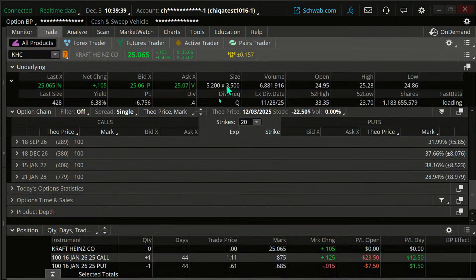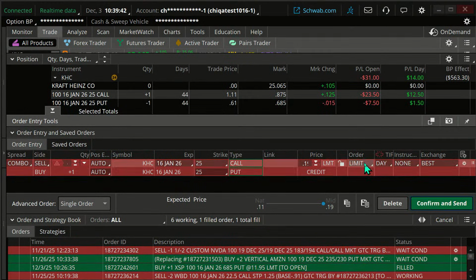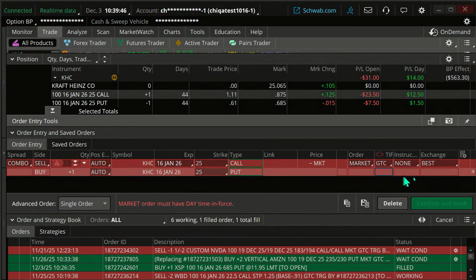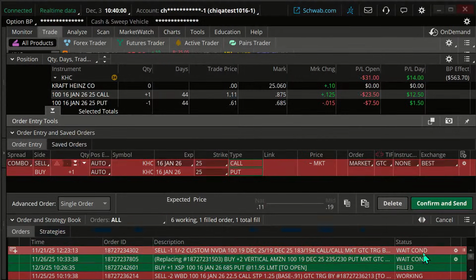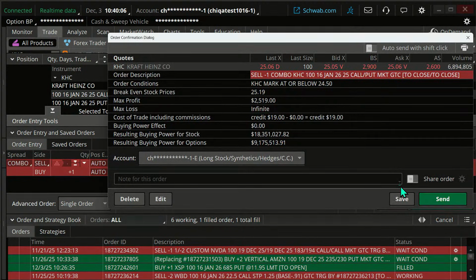To get out of this, I'm going to make it a market order. I'm going to make it good till canceled. And I'm going to click on the gear and say we're going to get out if it marks less than or equal to 24.5. So we're going to give it a little more time on this. Now, we're going to save that. If you wanted to, let me confirm and send that. Okay.